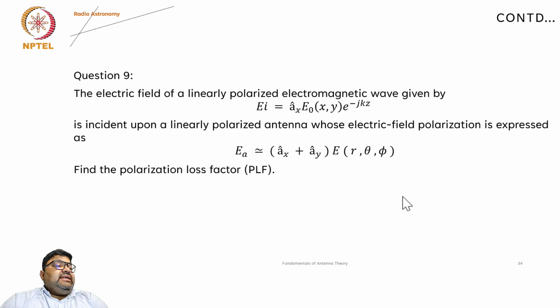Question number 9. In this we are assuming a linearly polarized electromagnetic wave given by Ei as E0 times e to the power minus jkz in the direction of x, incident upon a linearly polarized antenna whose electric field polarization is expressed by Ea as ax unit vector plus ay times E function of r, theta and phi. Find the polarization loss factor.